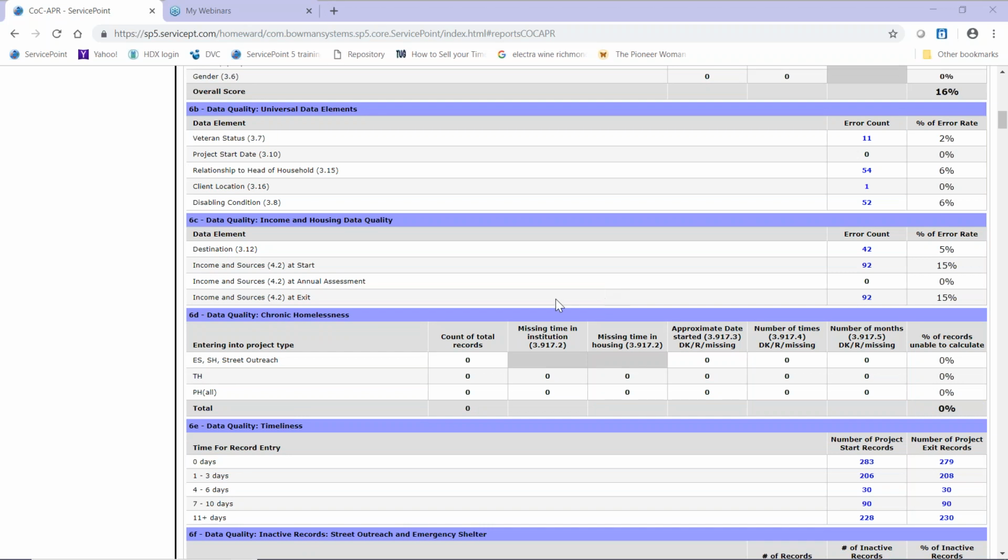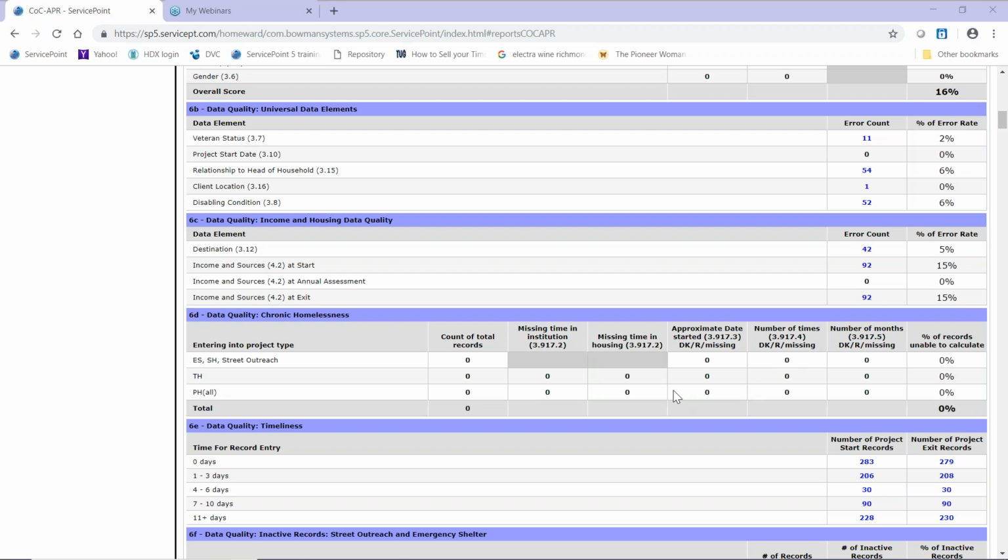We then have 6D, which is your data quality to determine if a client is chronically homeless. So missing housing, missing time and institution. So this question is, where did you sleep last night? This question is, how long did you sleep there? Approximate date the episode of homelessness started. Number of times you've been homeless on the street, emergency shelter, or safe haven in the past 3 years. And total number of months that you've been homeless on the street, emergency shelter, or safe haven.